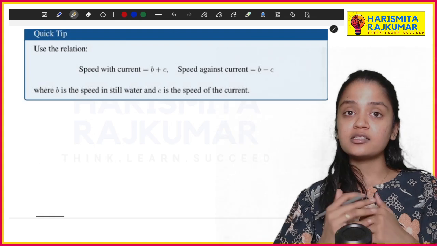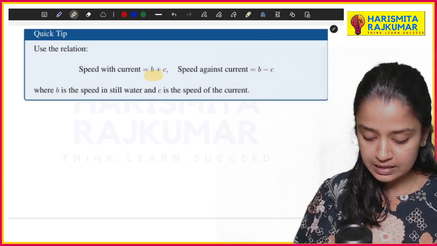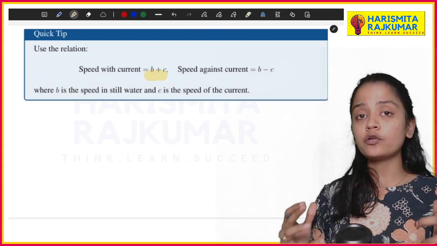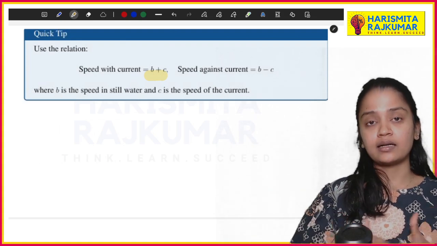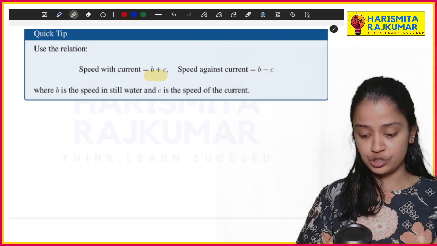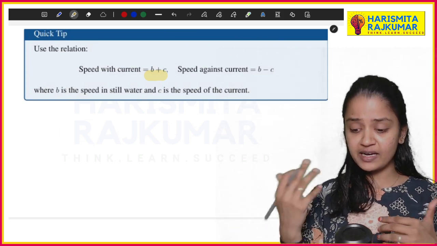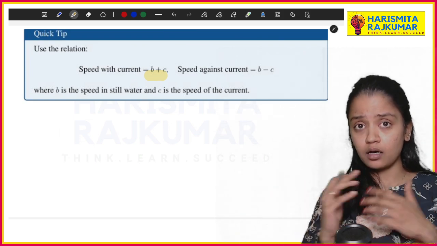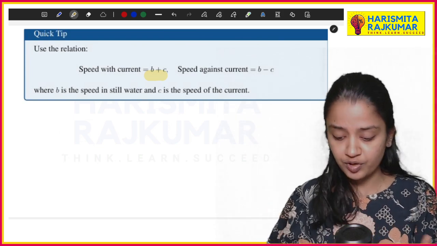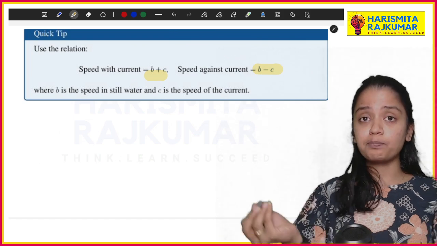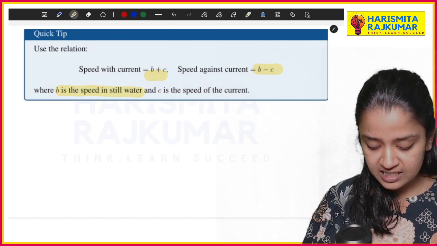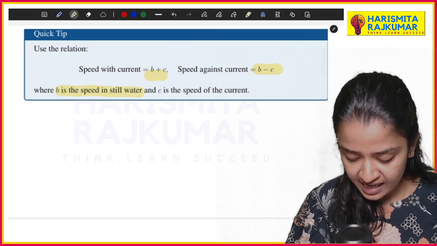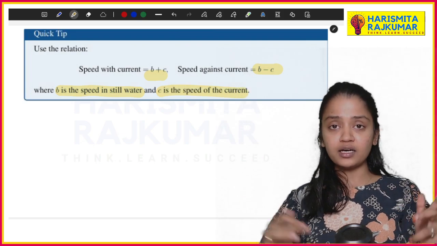In order to find the speed with the current, that is downstream, you have to use this formula B plus C. In order to find speed against the current, that is upstream, you have to do B minus C. What is B and C? B is nothing but speed in still water. C is nothing but speed of the current.